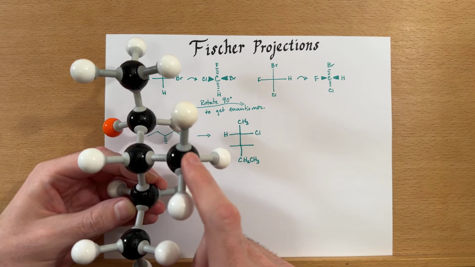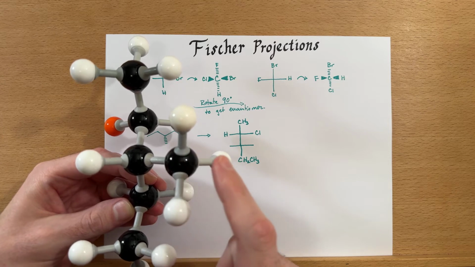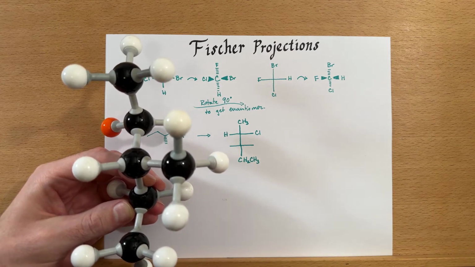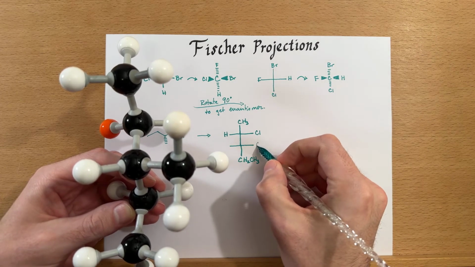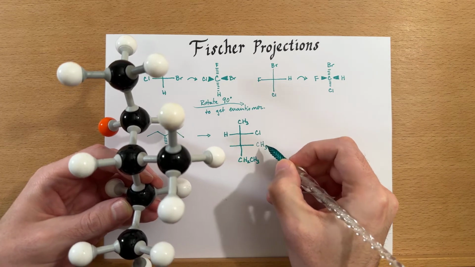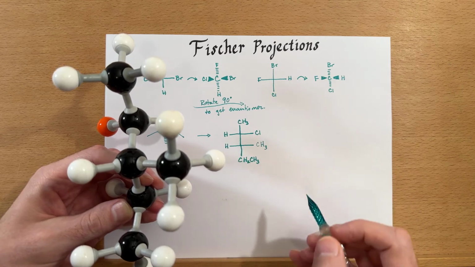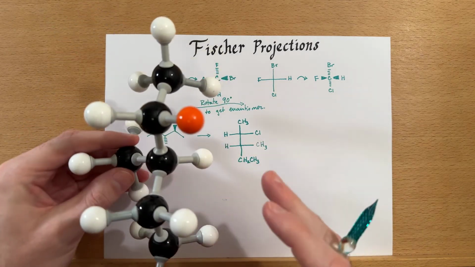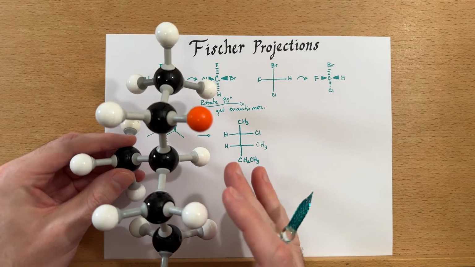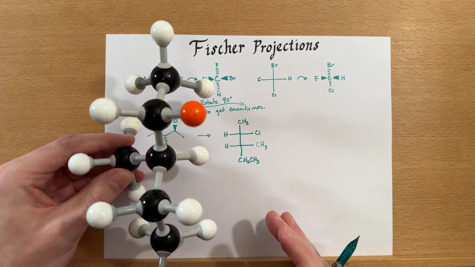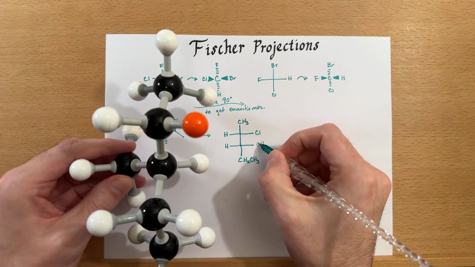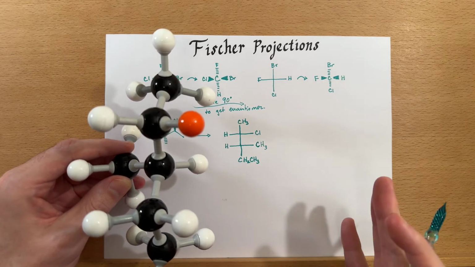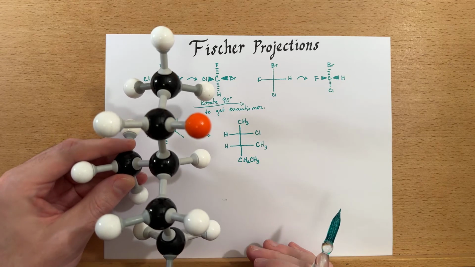Now I can see that, oh, this is on the right side, just like the chlorine was. And the hydrogen's on the left side. So that may be difficult to see without the use of a model kit. And I understand it may be a little weird at first.